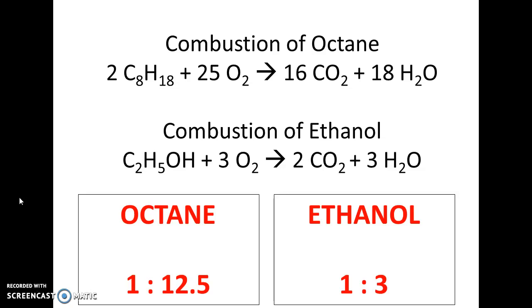A combustion reaction is where you take a hydrocarbon, which both octane and ethanol are, and you react it with oxygen to end up with carbon dioxide and water. Now, this illustrates a couple of things. I'm going to talk about this from some global perspectives too. So, first of all, the emission of carbon dioxide.